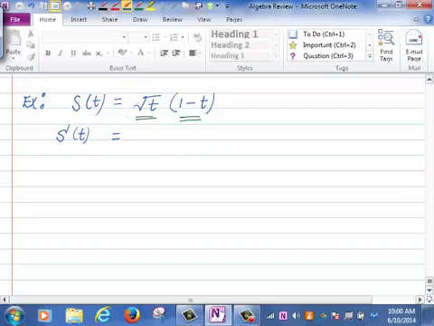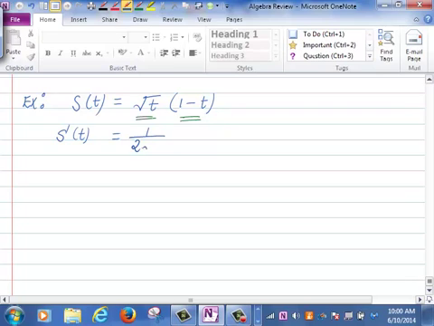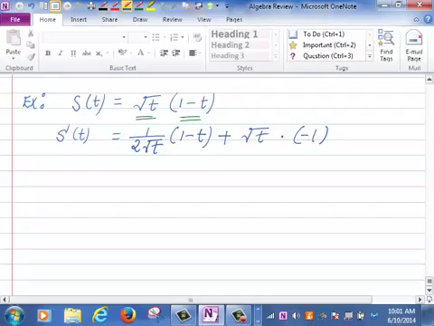Yeah, root t means t to the half, so it'll be 1 over 2 times root t, right? Times 1 minus t, the second factor would be as it is, plus the first factor multiplied by the derivative of the second factor, which is what? -1. Everybody's okay with that? So this is what we get by applying the product rule. Everybody's okay with the derivative of root t being 1 over 2 root t, because you have t to the half, which would become half t to the negative half, right? And t to the negative half is 1 over root t.